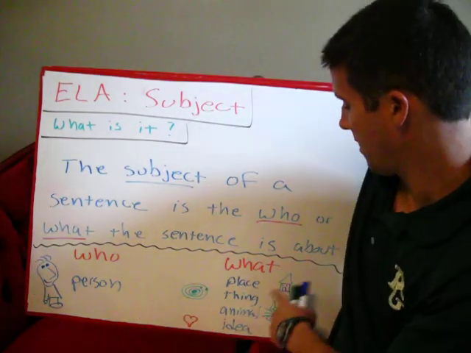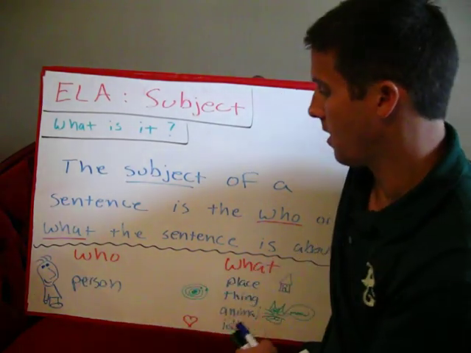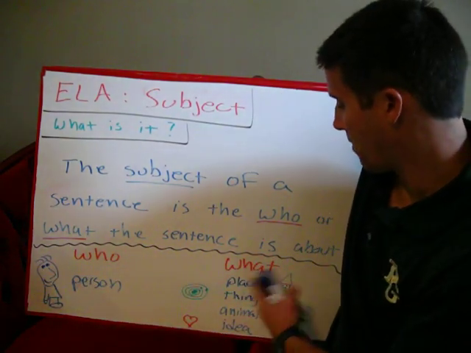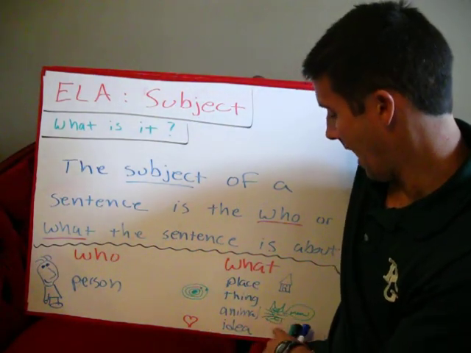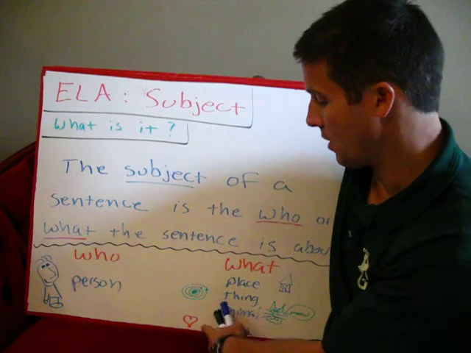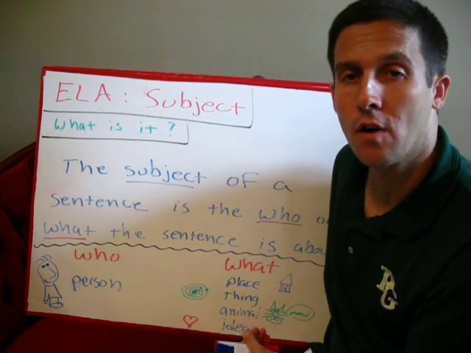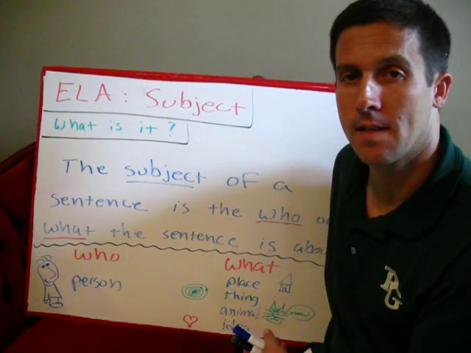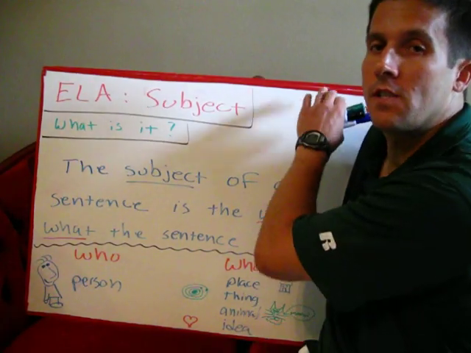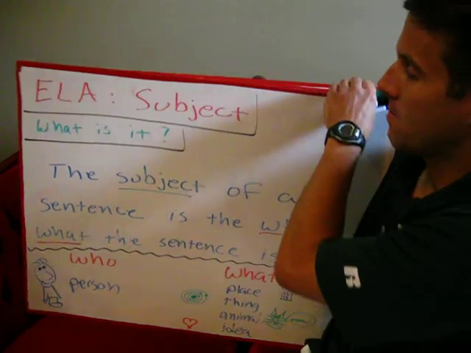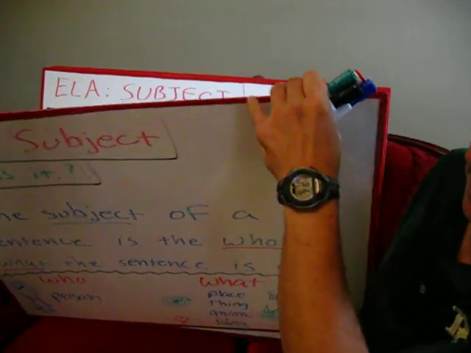Okay, so here we go. A person can be a who, a place could be a house, a thing could be the solar system, an animal could be a cat, and an idea could be love. Those all could be subjects of sentences. But they could be other parts of a sentence, but let's try to figure out what types of subjects are and how to find the subject.